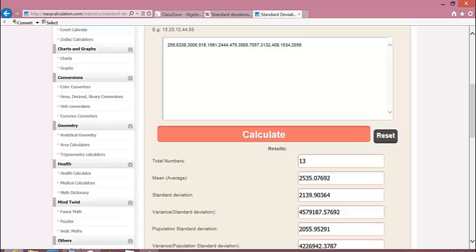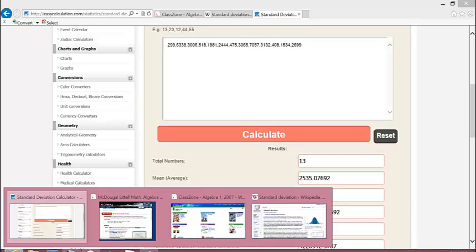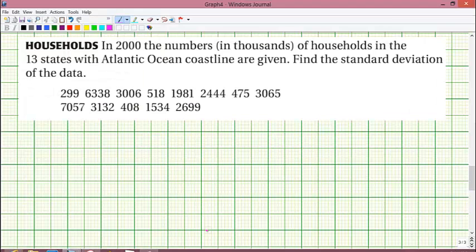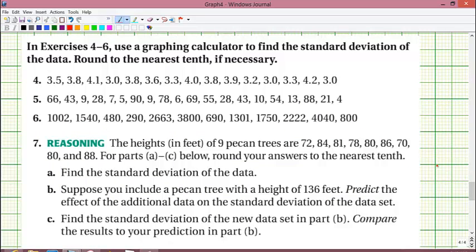So if you could either use that or a different website to complete the problems on page 880, and we'll do questions 4 through 7, which I'm going to include below. And there they are. Okay, so use an online graphing calculator or any other device that you might have to calculate these values. Right, great, that's it, we're done.